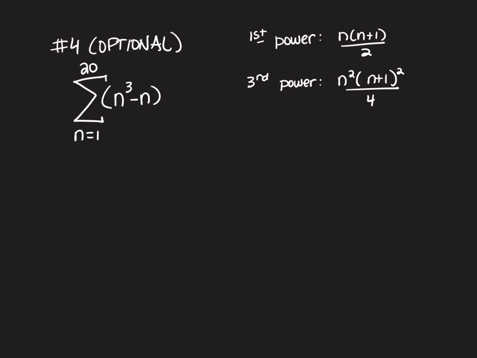All right, so here we have our first optional problem. To do this one, you're going to need to split it up into two parts, because really what we're seeing here is we have a cubed part, which we'll use the third power for, and then we have a linear part, or first power, and we'll have to split it up into two different sums.